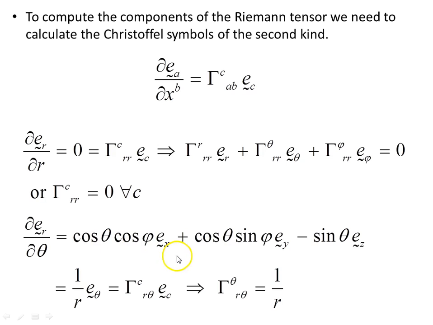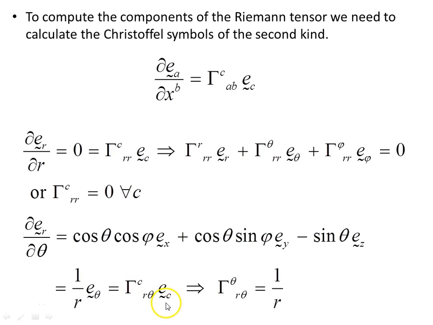When we carry out that partial derivative, we get this object here, and we find that that is equal to 1 over r times the e theta vector. That's the basis vector in the theta direction.